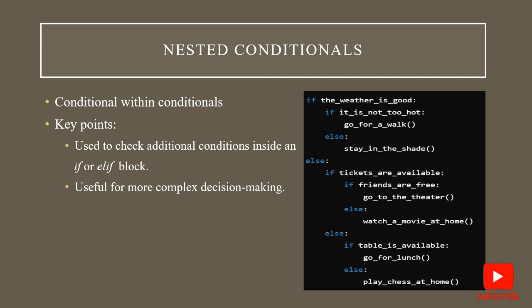If the weather isn't good, we'll check for theater tickets, and if friends are free, we'll go to the theater. Otherwise, we'll watch a movie at home. If tickets aren't available, we'll check for a restaurant table. If there is one, we'll go for lunch. Otherwise, we'll stay home and play chess. This showcases how nested conditions work, allowing for checks within checks.